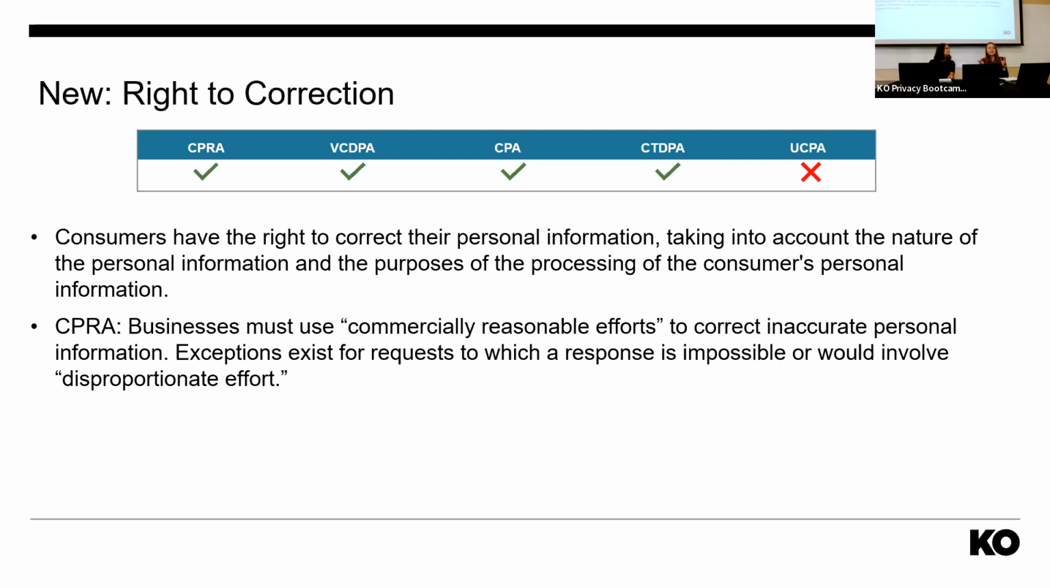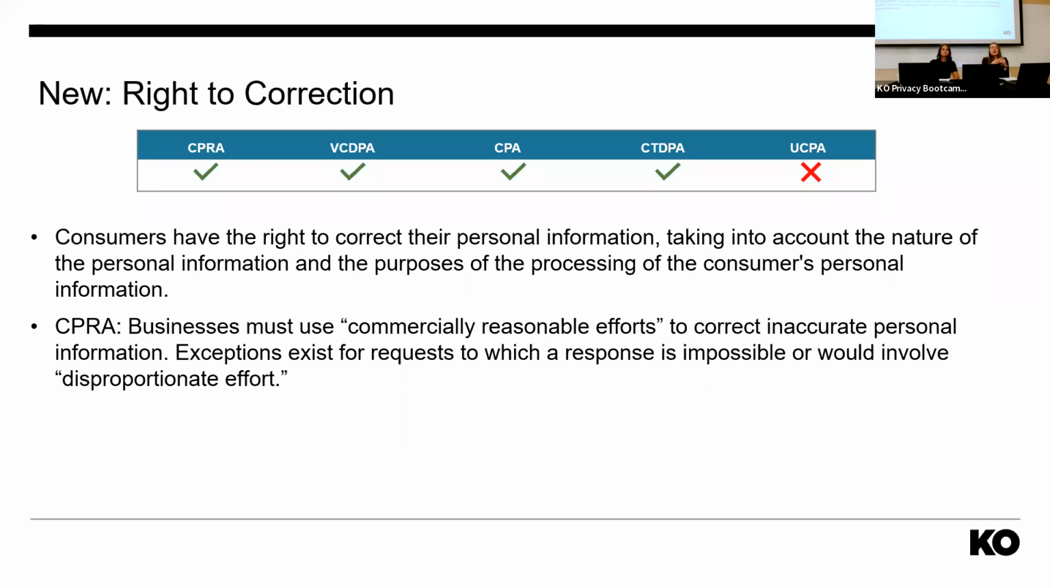However, California has, in the draft regulations, provided us a little bit more insight into this right to correction. In California, the rule is that businesses must use what's called commercially reasonable efforts to correct inaccurate personal information. This term, commercially reasonable efforts, is a common term that we use in contracts a lot. It actually has some meaning within some of the state court cases that we've seen interpreting it.